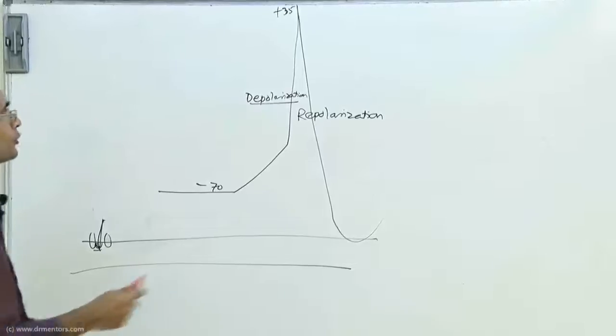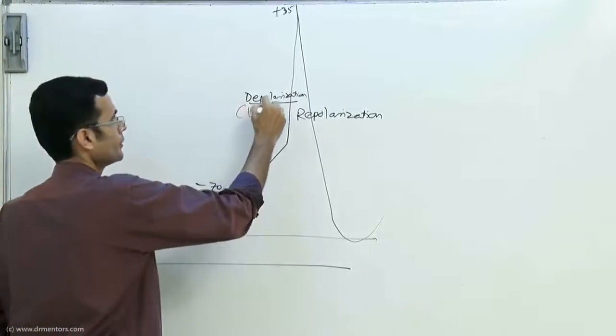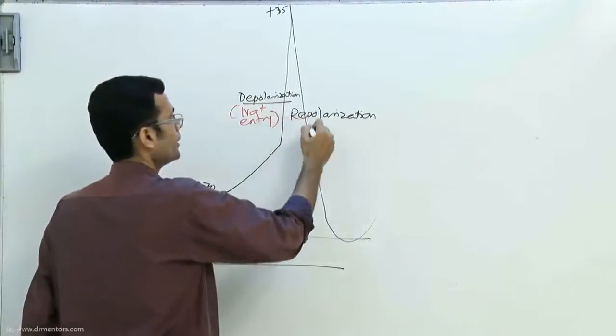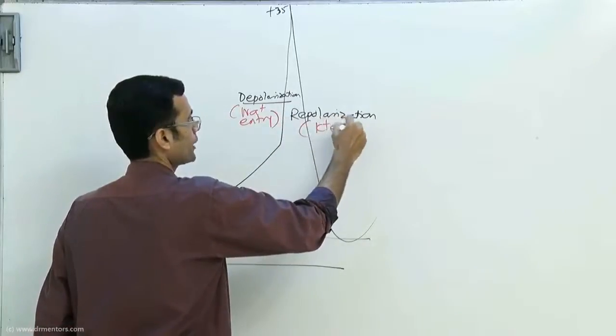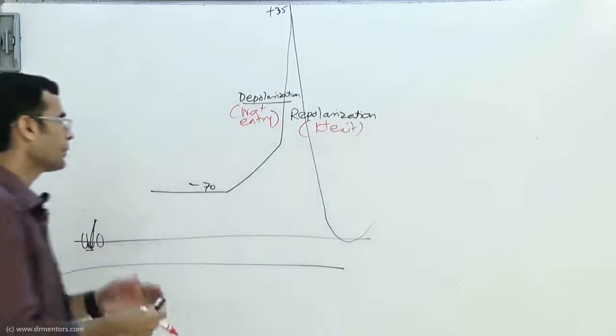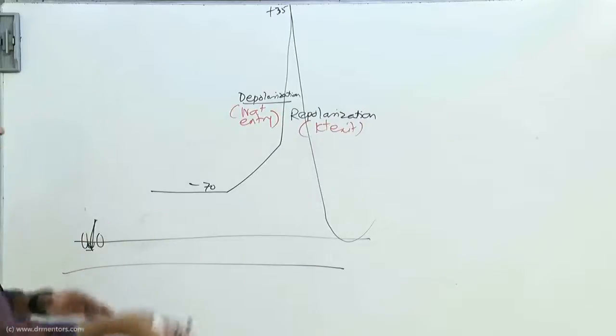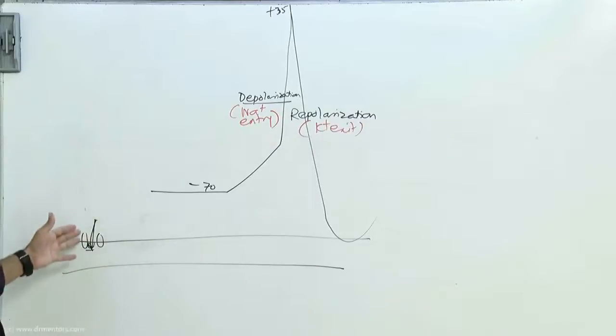Depolarization is because of sodium influx, sodium entry, and repolarization is because of potassium exit. So positive charges coming in at that point result in depolarization, and then positive charges going out, the nerve will be repolarized and it will recover back to its original potential.